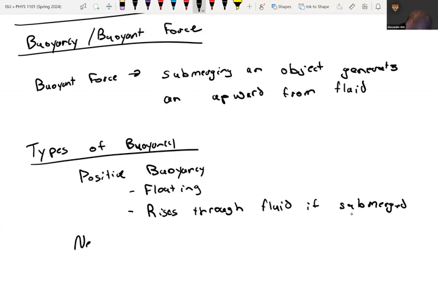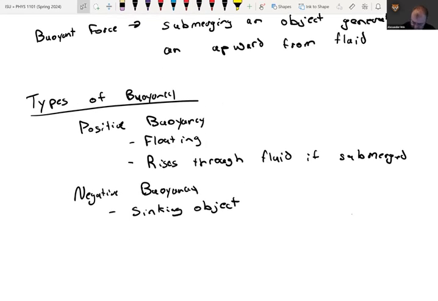All right. Negative buoyancy. This is basically a sinking object. If you wanted to make a negatively buoyant object float, you need to attach it to something that was positively buoyant, or significantly more positively buoyant. Now, it is worth noting with negative buoyancy, it still experiences a buoyant force.